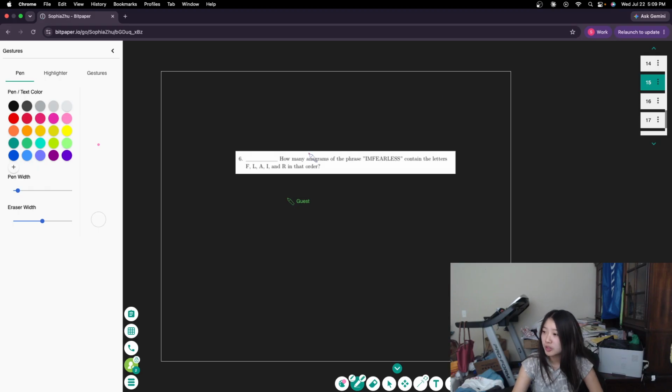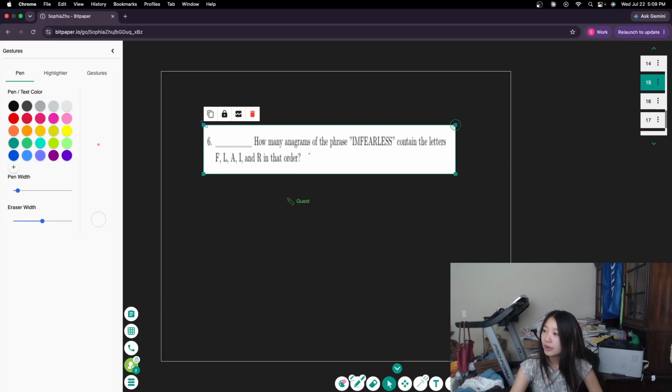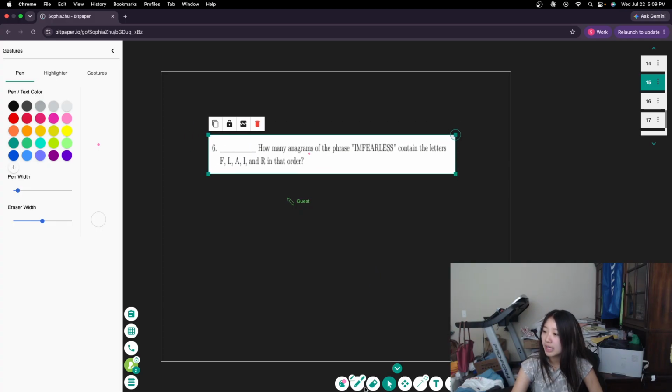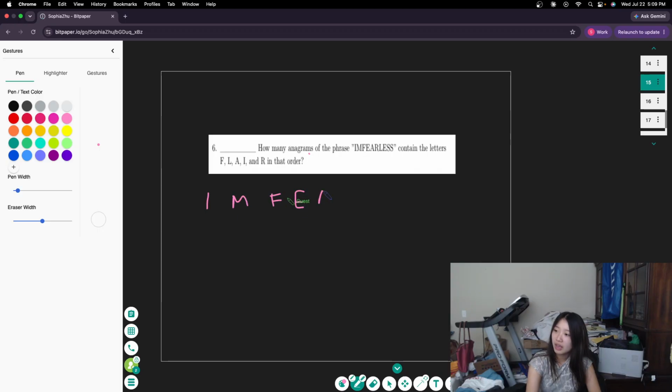Starting off with our first problem, I can probably size this up for you guys. It says, how many anagrams of the phrase "I'm fearless" contain the letters F-L-A-I-R in that order? So ignoring this condition, let's just figure out how many ways we can order "I'm fearless." Just writing this out, we have I-M-F-E-A-R-L-E-S.